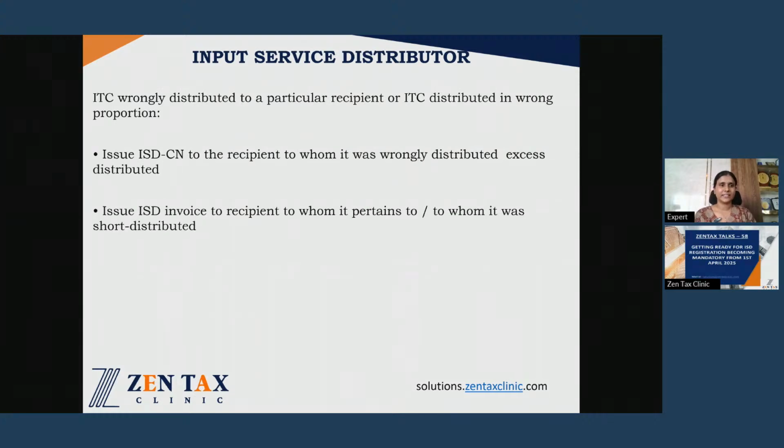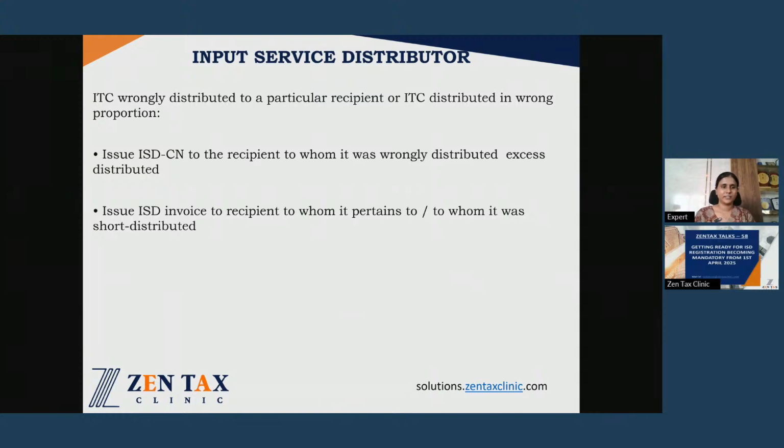In case the ISD has wrongly distributed the credit to a particular recipient, or has distributed ITC in the wrong proportion, or has computed incorrectly and distributed the credit, in such cases the ISD has an option to issue ISD credit notes to the recipient. So if any tax is issued in excess, then the ISD can issue a credit note to reduce such tax liabilities, to reduce such ITC.